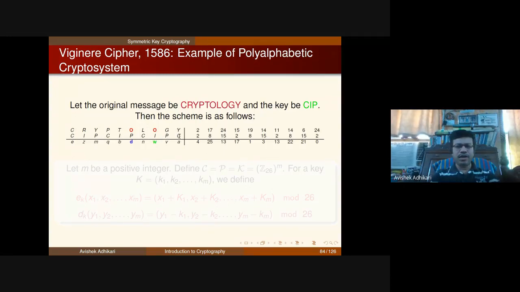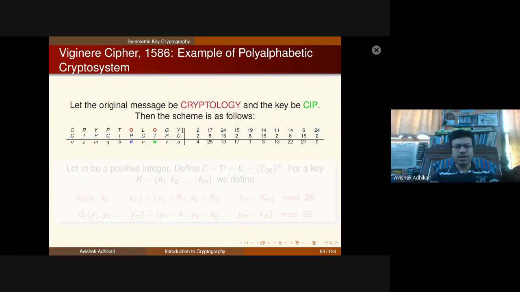So I use only C. And since 11, 12 are not there, I am not in a position to use IP. So I just repeat CIP, CIP, CIP, and this is the remainder. How many alphabets can you use? You can use at most one alphabet here because only one alphabet is left.